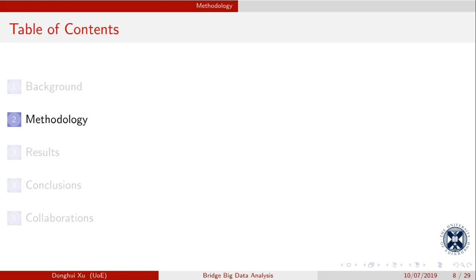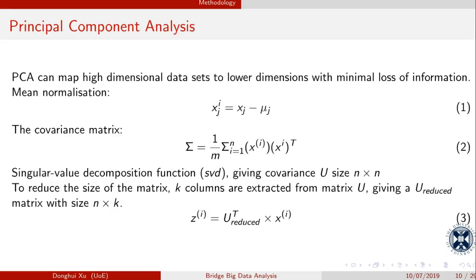Methodology. The first methodology is principal component analysis. I think many presenters yesterday have mentioned this. It has the ability to reduce the dimensionality of the dataset with a few principal components. It's important to us because we have a very high dimensional dataset.